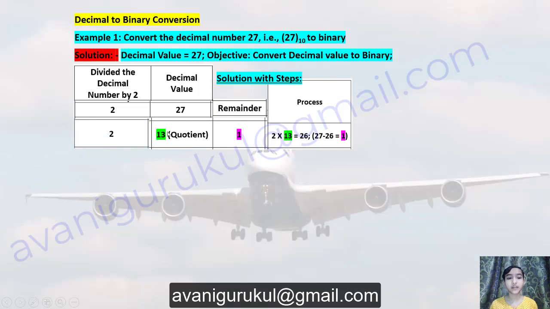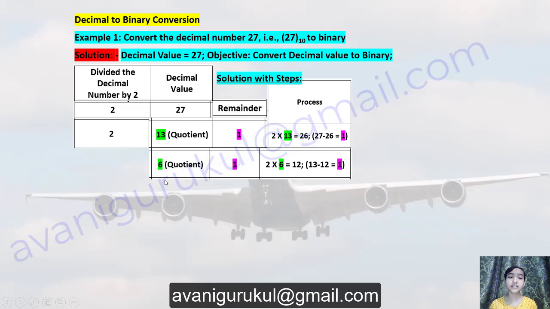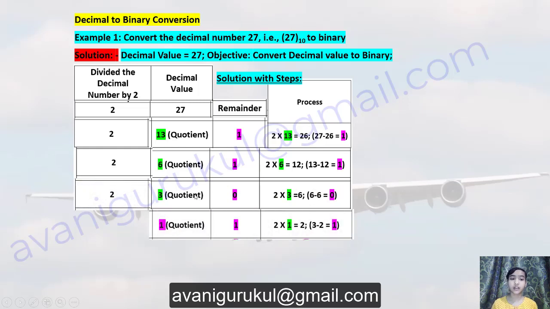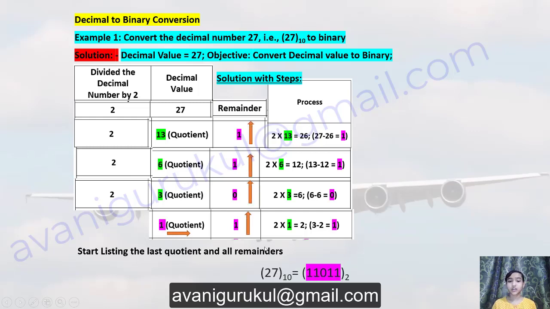Then again we have to divide 13 by 2. Our quotient is 6 and remainder is 1. Then we have to divide 6 by 2. Its quotient is 3 and remainder is 0. Then again we have to divide 3 by 2 and our quotient is 1 and remainder is also 1. Start listing the last quotient and all remainders as follows. So we have got our result, that is 27 base 10 equals 11011 base 2.